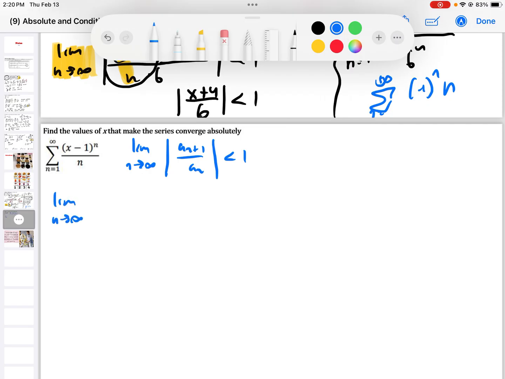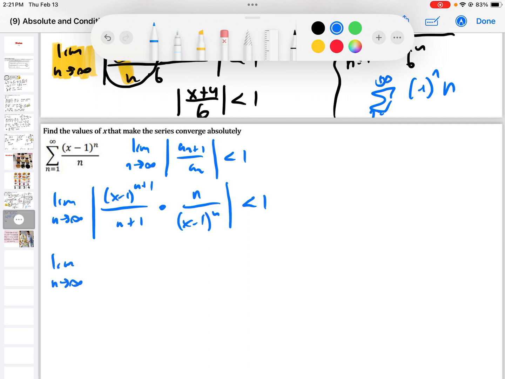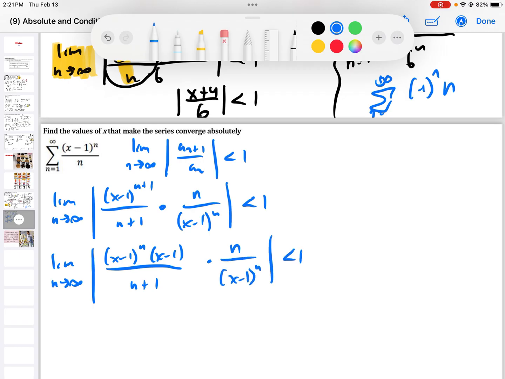So I'm going to say the limit as n goes to infinity of the a to the n plus 1 term, which would be x minus 1 to the n plus 1 over n plus 1, times the reciprocal of the n term. Where is that less than 1? Let's solve for the x's that make that less than 1. So the limit as n goes to infinity of x minus 1 to the n times x minus 1 over n plus 1 times n over x minus 1 to the n. When is that less than 1?